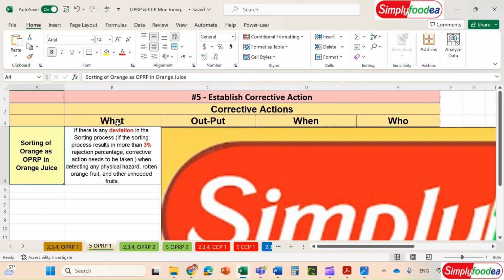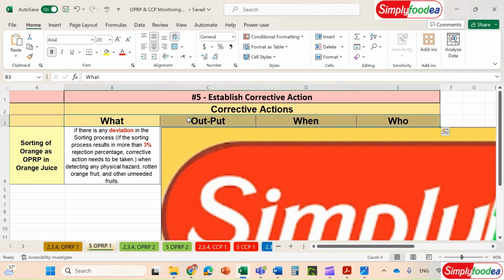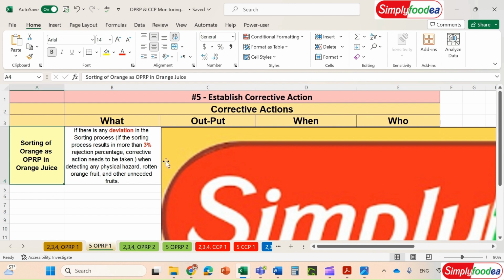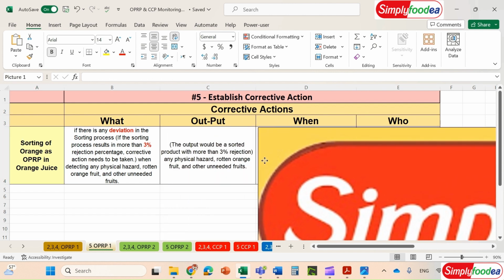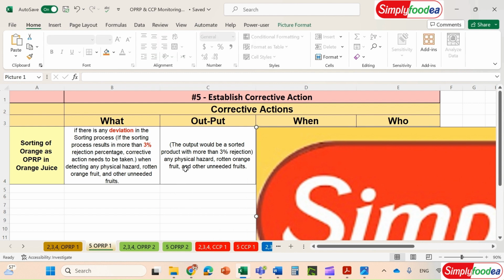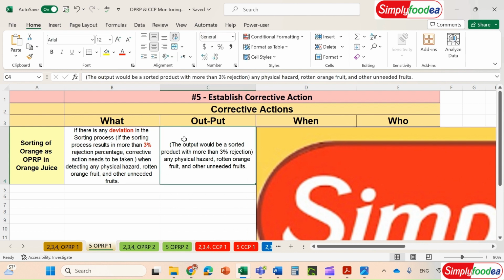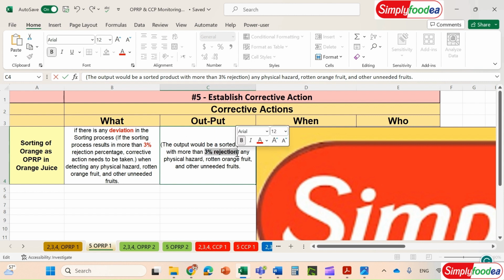So when establishing corrective action, we must answer four questions: what, output, when, and who, for the first OPRP. So what is our output? The output is the rejected product or rejected orange fruits, which is more than 3% rejection. So we are here defining what our output from this corrective action is.